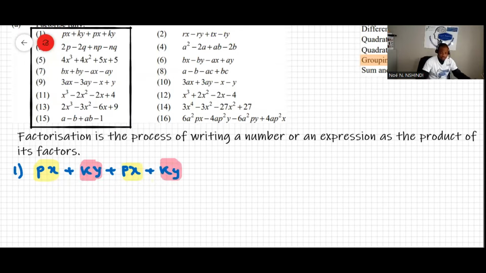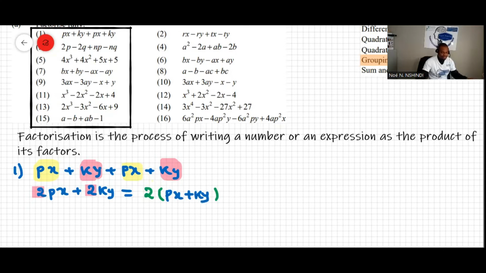Now what we can do here, because they are like terms, we can combine px and px. Px plus px makes 2px. Similarly, ky plus ky makes 2ky. Now we can factorize this because they both have 2. 2 is the common factor here. I can write 2 as the common factor, and then in the brackets I can write px plus ky. Now we factorize this fully.